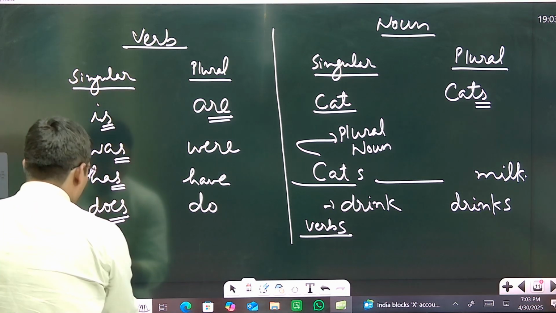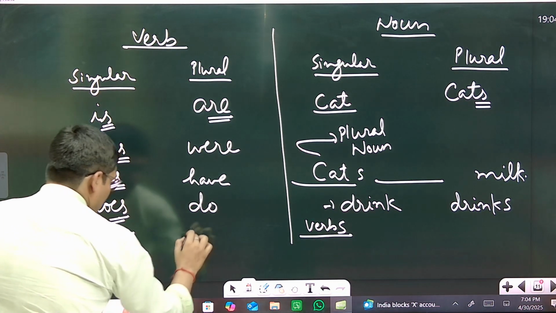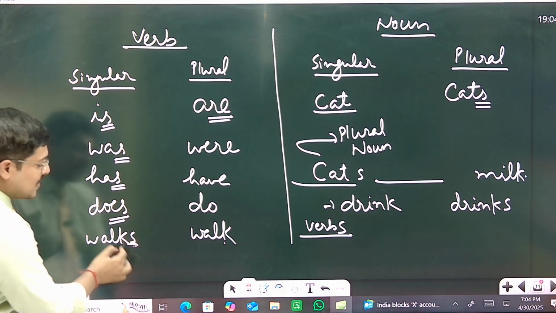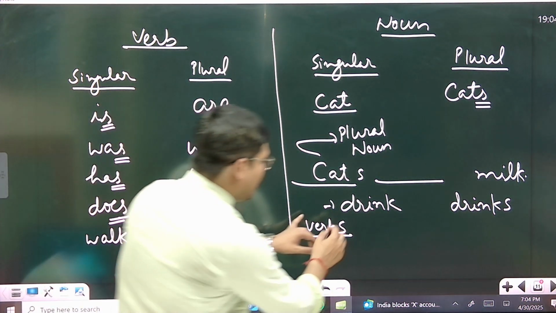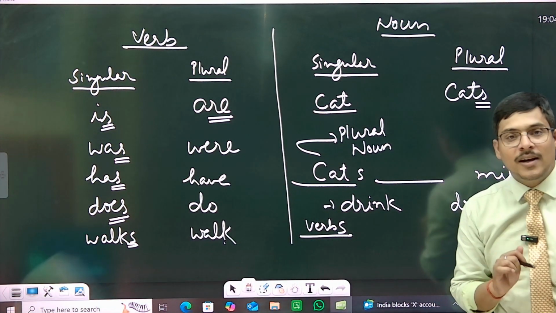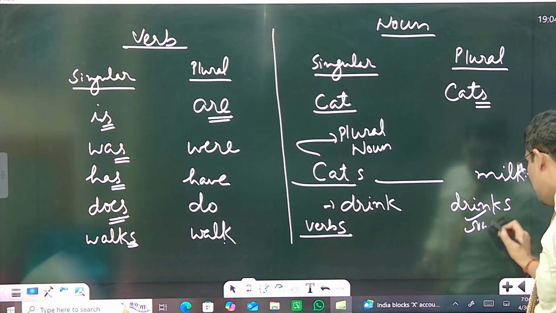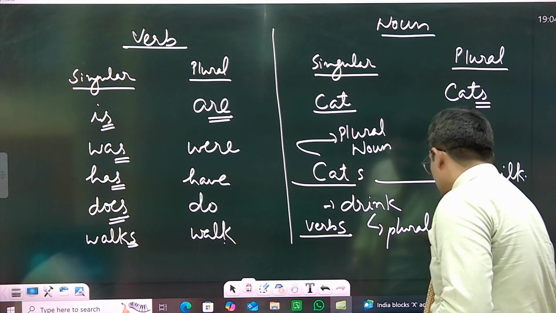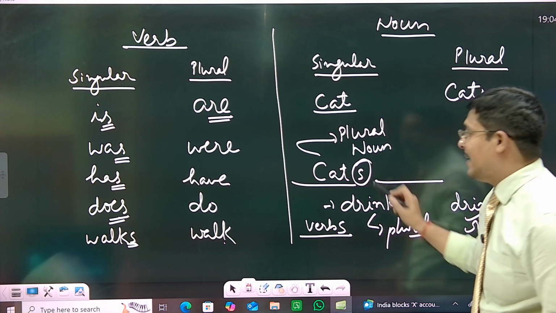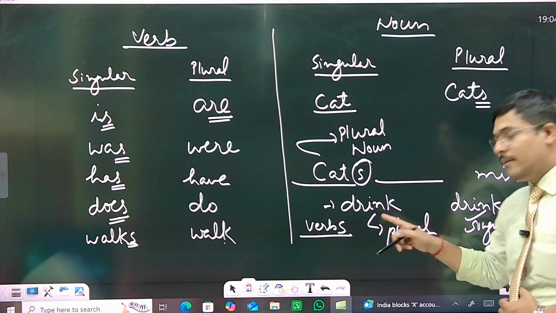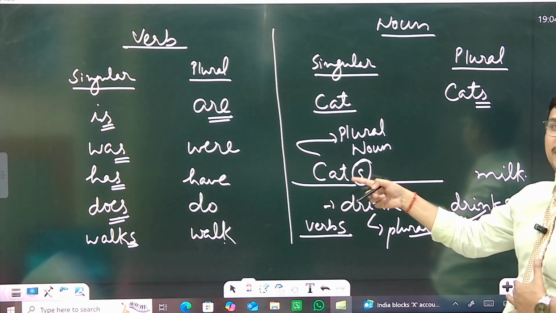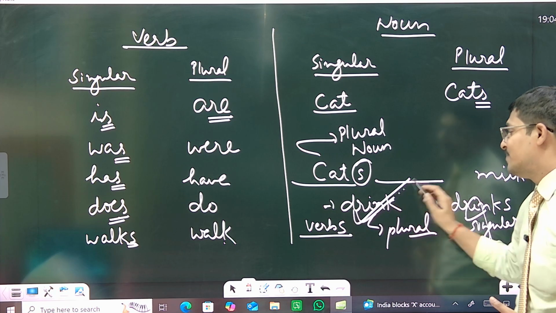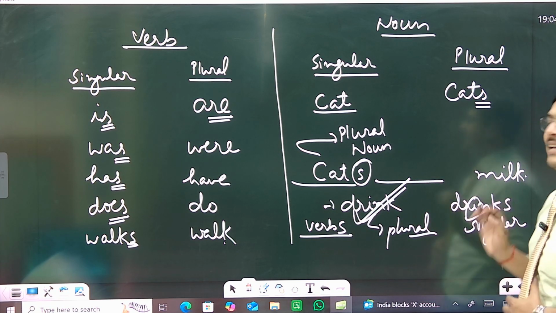Yes, similarly, walk or walks. Which one is singular? Walks. Ending on s. If we talk about drink or drinks, which one will be singular? Naturally, drinks. It is singular. And here, drink, it is plural. Since we have a plural subject here ending on s, what shall we use? Drink or drinks? A plural subject will take a plural verb. So the correct answer is drink. Drinks will be the wrong answer.